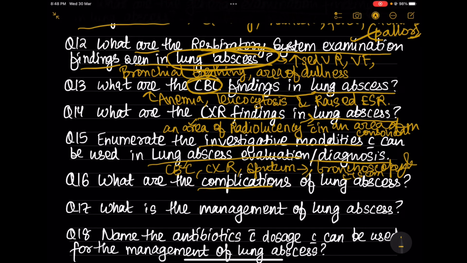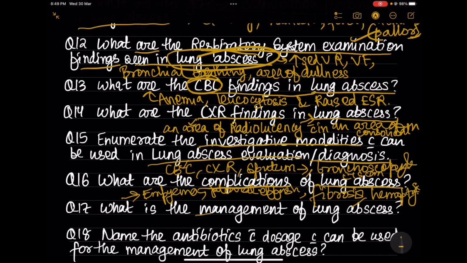Now coming to the complications of lung abscess. Complications of lung abscess include basically empyema, then we have pleural effusion, then pyopneumothorax, then pneumothorax, and when the lung abscess heals, it can also lead to residual fibrosis, and along with that, we also have hemoptysis as a complication too. Now coming to the management of lung abscess.